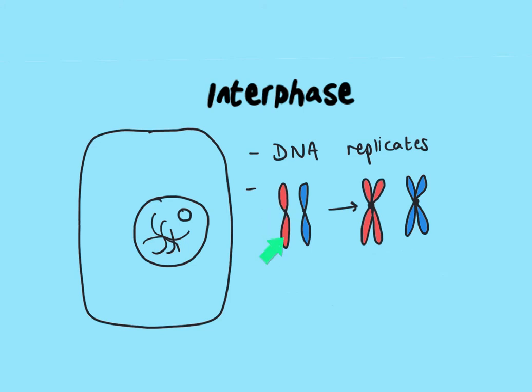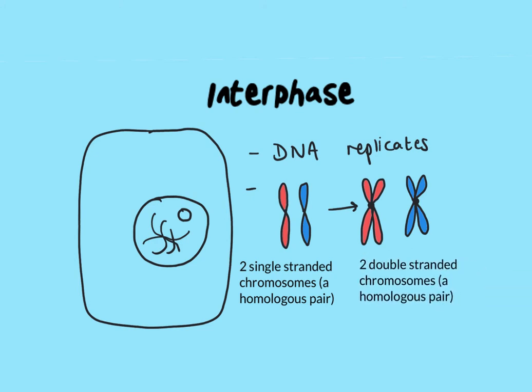But what that means is that these chromosomes are naturally single-stranded. But what happens from DNA replication is that this chromosome makes an identical copy of itself. And now they remain joined together by a centromere, which is in the middle of the chromosome. And you end up having, on the left-hand side of the arrow, two single-stranded chromosomes, which we call a homologous pair. And when they replicate their DNA, you end up with two double-stranded chromosomes. So you don't change the chromosome number there. You are simply changing the number of chromatids.